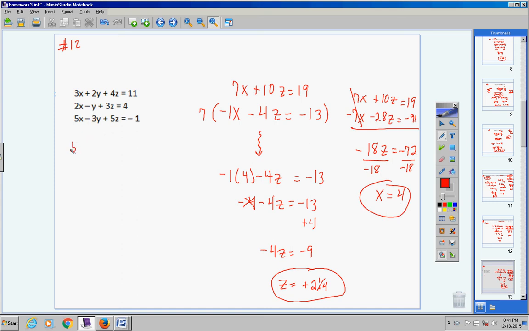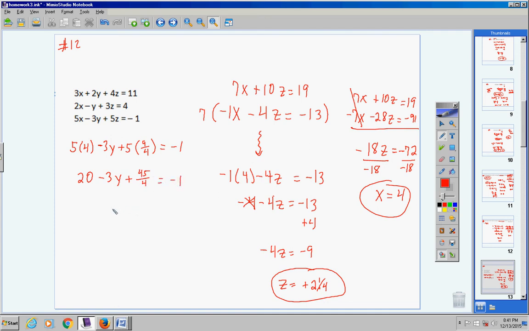So 5 times x, which is 4, negative 3y, positive 5 times... No, I'm gonna put 9 over 4, guys. 9 over 4 is a lot easier to use when you're gonna multiply instead of 2 1/4. Okay. So here's what you get. 20, negative 3y, positive 45 over 4 equals negative 1.